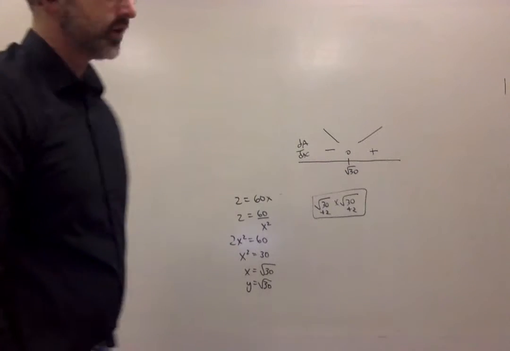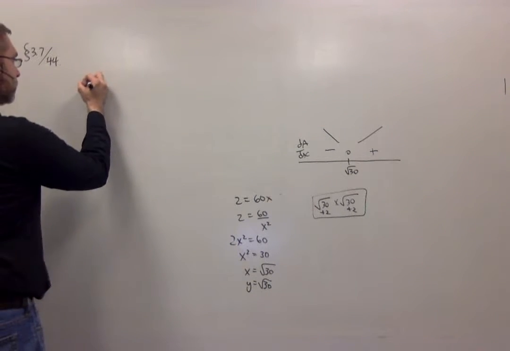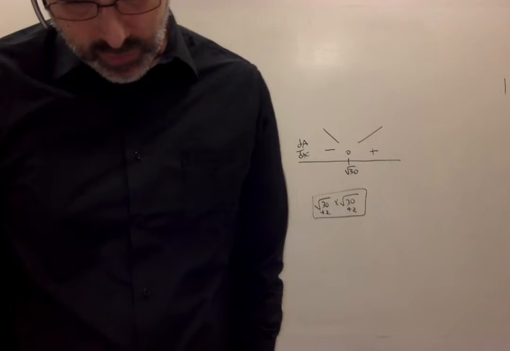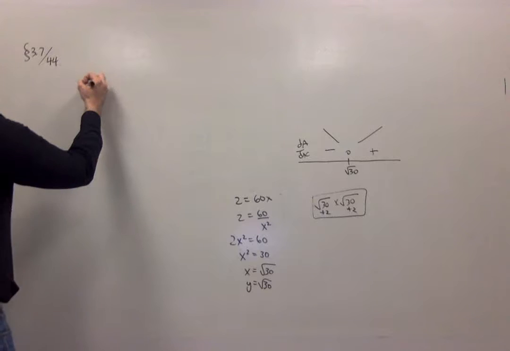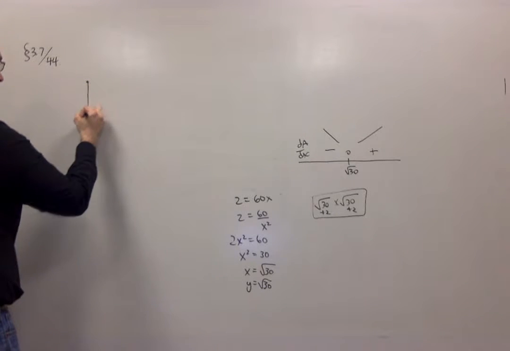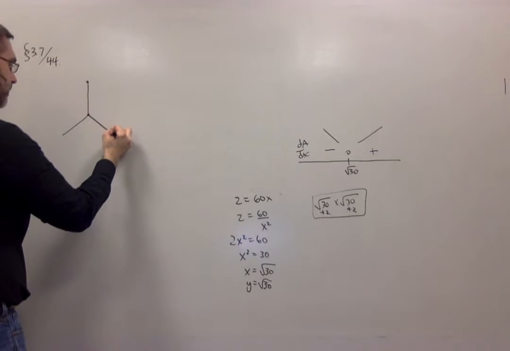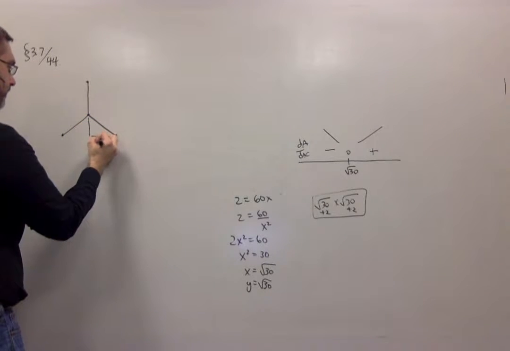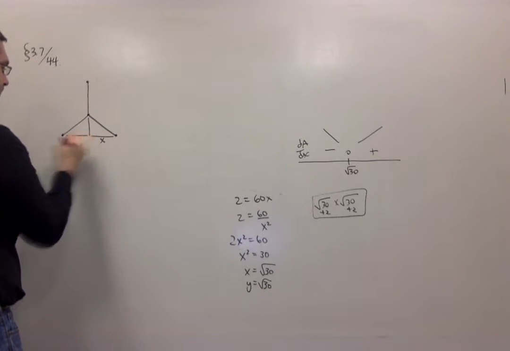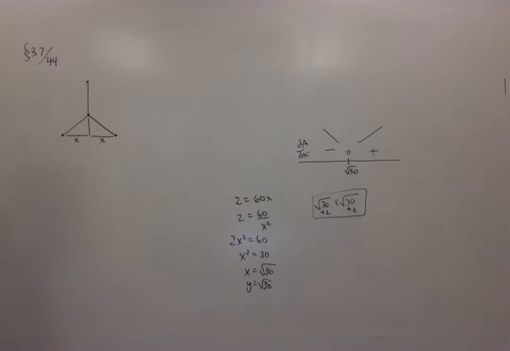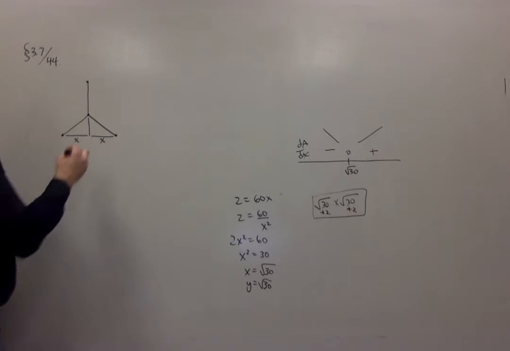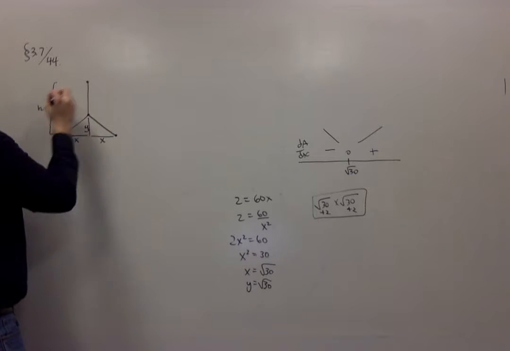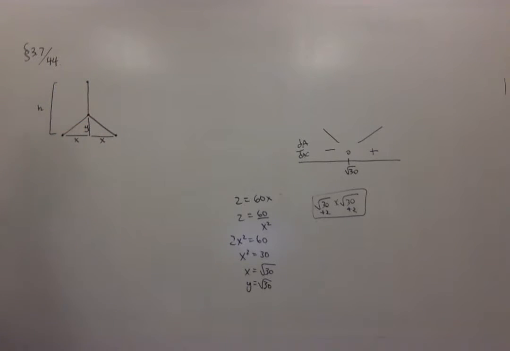So number 44, it says that we've got two factories that are located on coordinates kind of like this. So that length right there is x. This is also x. They call it negative x, but okay. This length right here is y, and the total distance here from the top to the bottom is h.